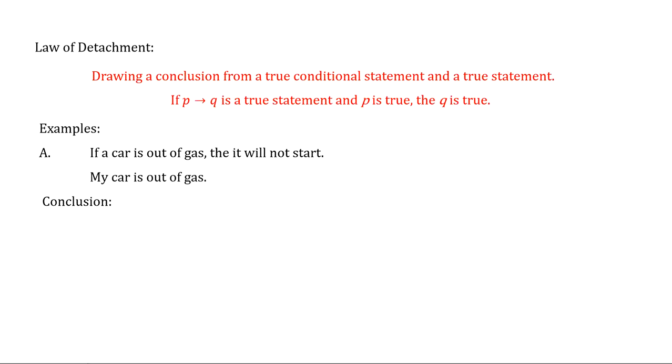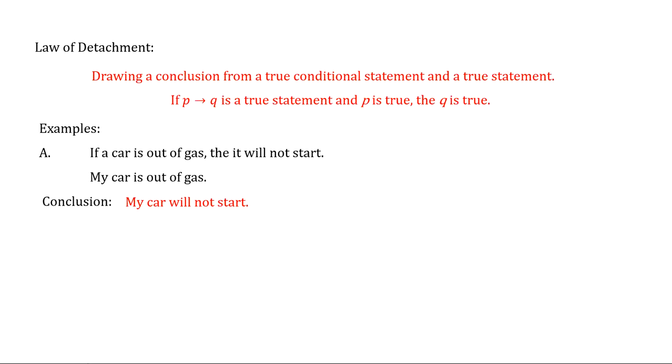So here's our example. If a car is out of gas, then it will not start. Obviously a true statement. If a car doesn't have gas, then it can't start. My car is out of gas. My conclusion then is my car will not start because it doesn't have gas. Because our conditional statement had a true P, if the car is out of gas, then it will not start. The P part of it is my car is out of gas.